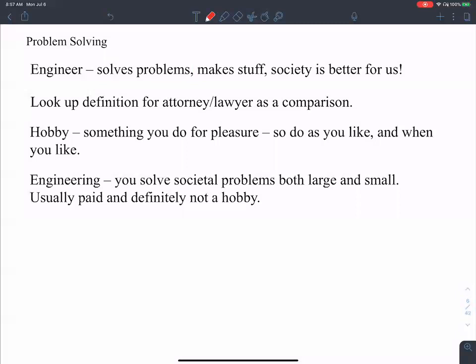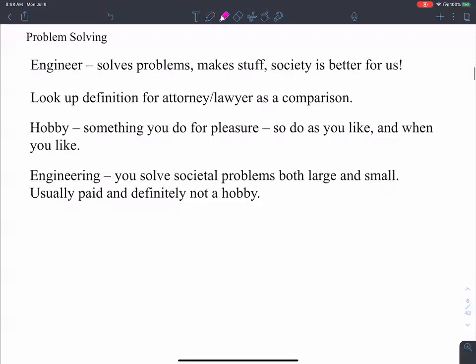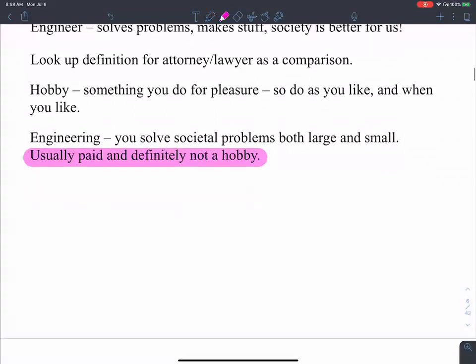By designing well thought out systems, okay? So it's not a hobby for us. We engineers do it for pleasure, but hobbyists don't get paid for it. We as engineers solve societal problems, both small and large. What makes us different from a hobby is that we take this as a profession, okay? We get paid for it. We make a living out of this. So it's more than a hobby for us.